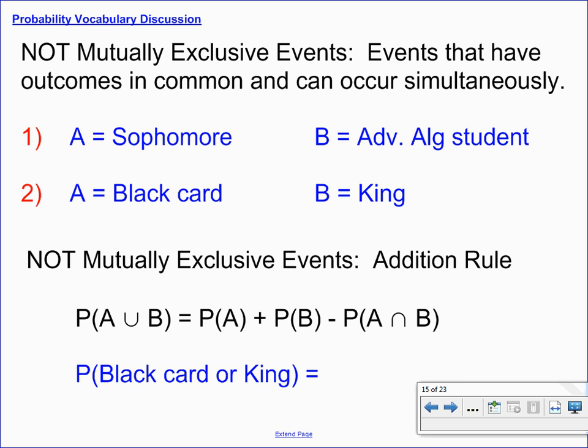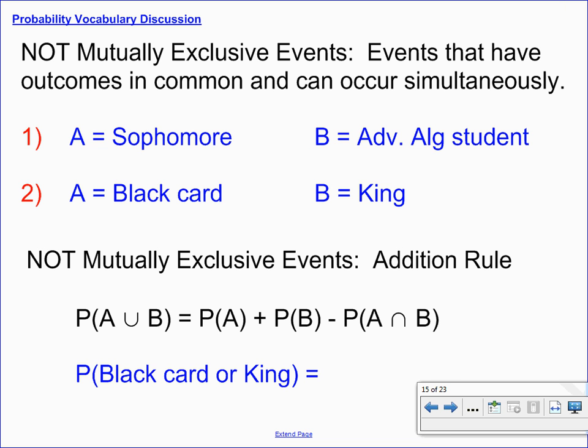Scenario 2. Event A is a randomly selected card from a shuffled deck is a black card. Event B, a randomly selected card from a shuffled deck is a king. Are these mutually exclusive? No, they could occur at the same time if you picked a black king. So that would be which cards? King of clubs and king of spades. And so they could be overlapping.